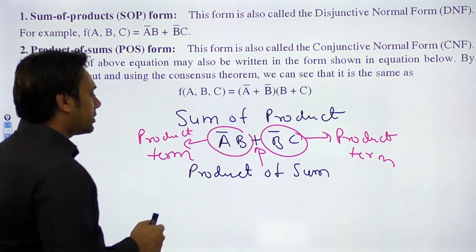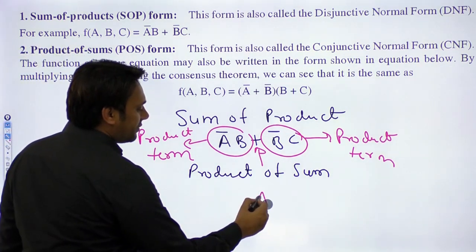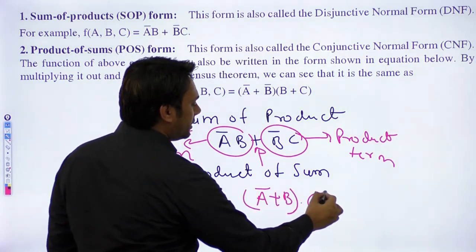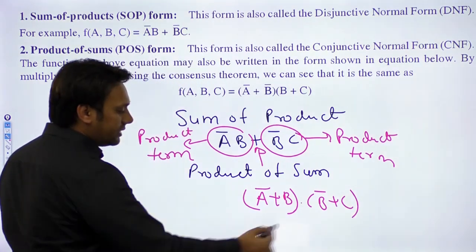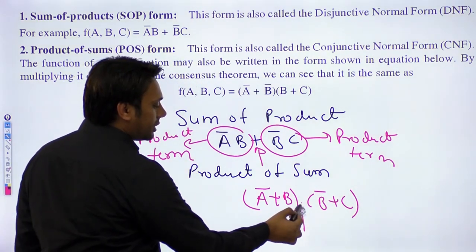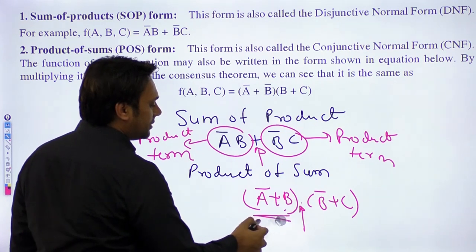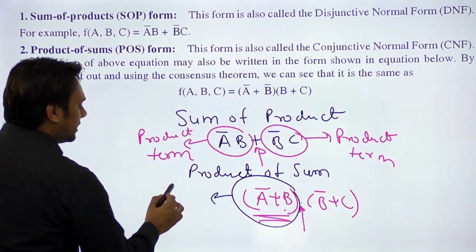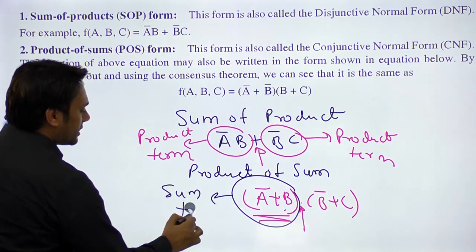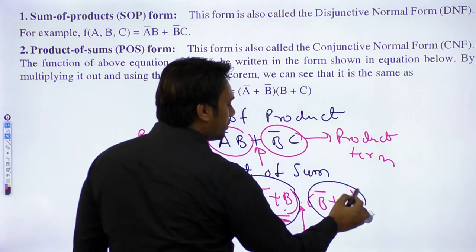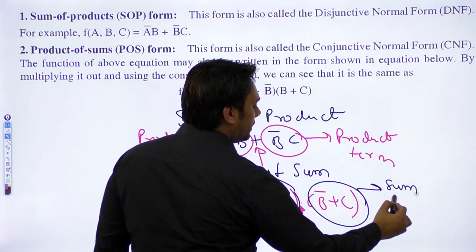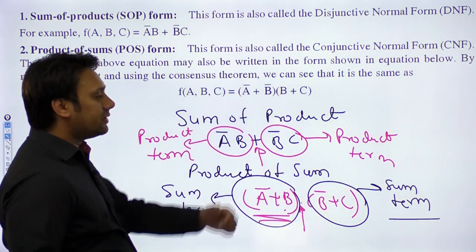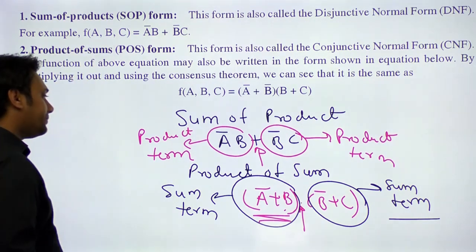In the same way, for product of sum, let us suppose we have the expression (A complement plus B) dot (B complement plus C). Now in this expression, if you look at this part here, it is representing a sum term. In the same way, this is also representing a sum term. So that is why it is a product of sum, and the first one is a sum of product. Okay.